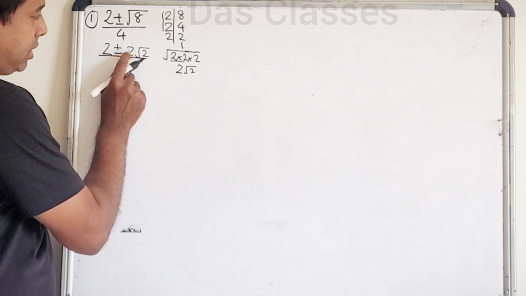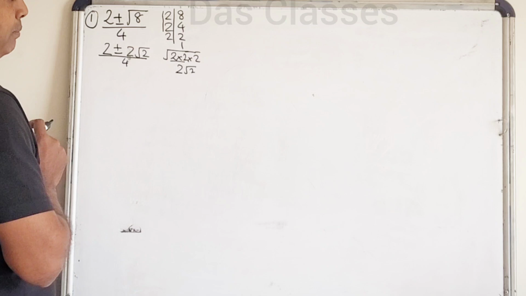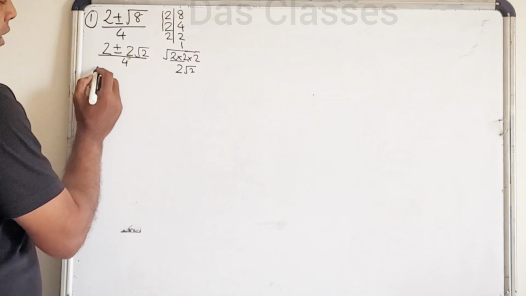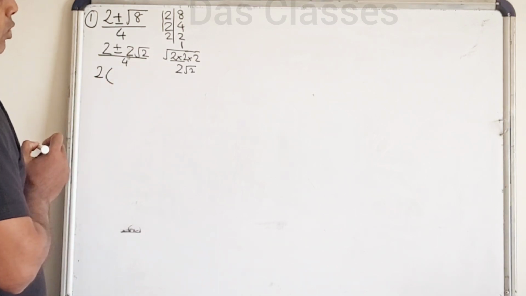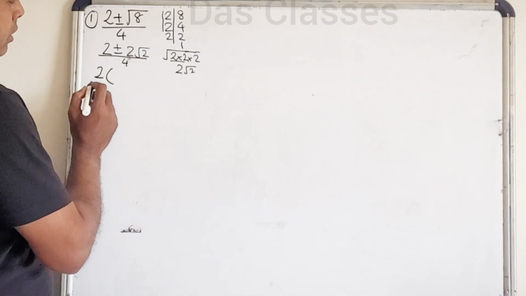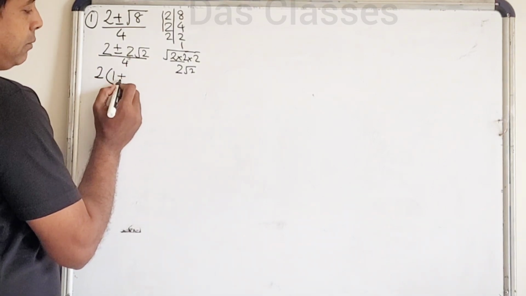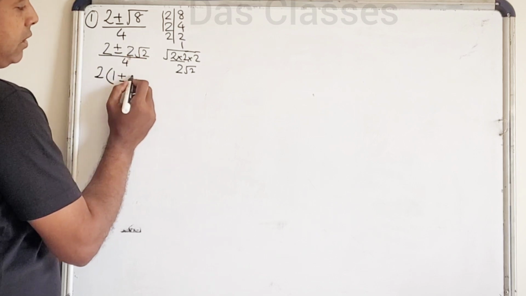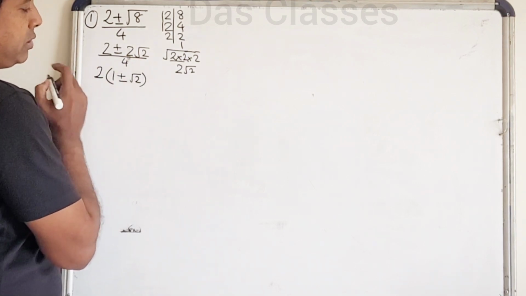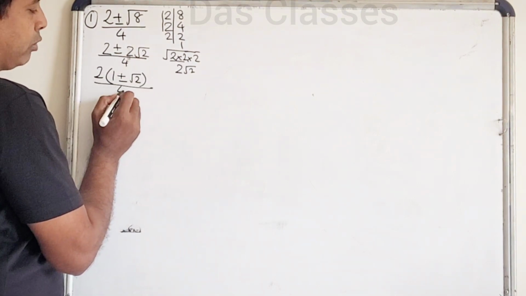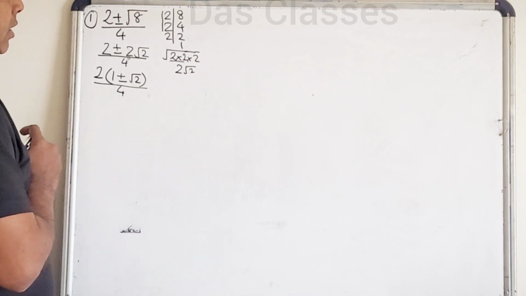Now as you can see, 2 is common in them. So we are going to take out 2 common. When I take out 2 common, nothing is left here, so I'll write it as 1 ± (2 has been taken out common) and √2 is remaining, upon 4. This is how we take it out common.